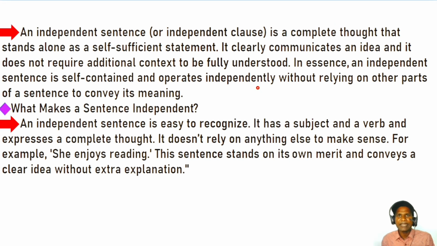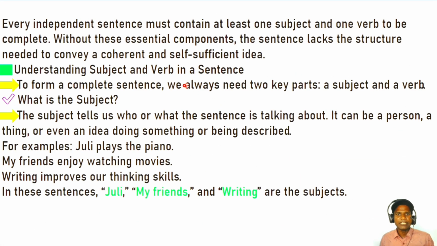And you need to keep the independent sentence at the top of all sentences while you're doing the reorder paragraph task in PTE. You can see on the screen, every independent sentence must contain at least one subject and one verb to be complete. Without these essential components, the sentence lacks the structure needed to convey a coherent and self-sufficient idea. So, when you do the reorder paragraph, you need to find an independent sentence. And you should think in your mind that the sentence which is going to be independent must contain at least one subject and a verb.